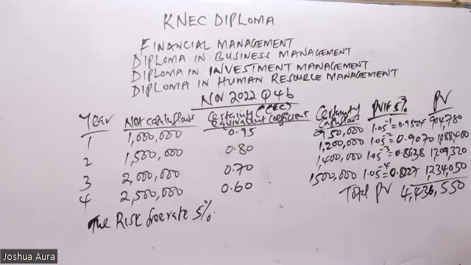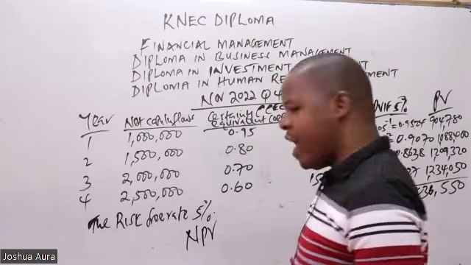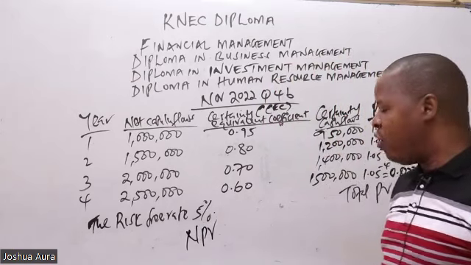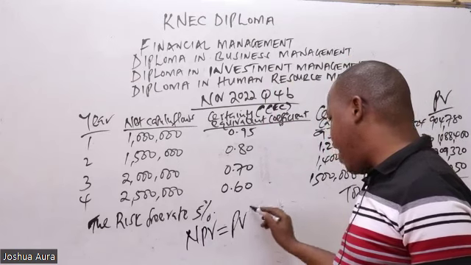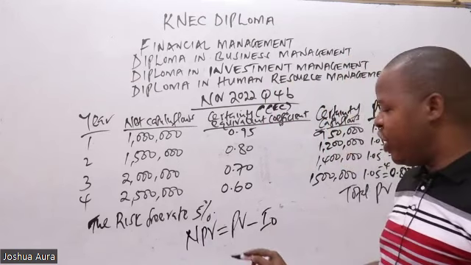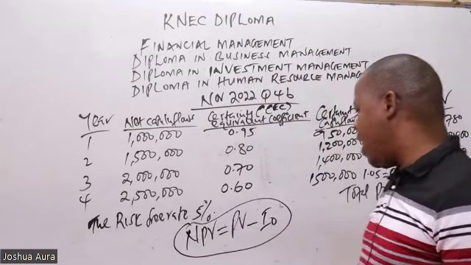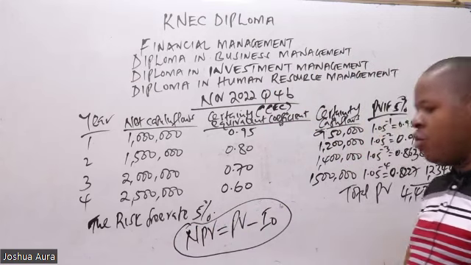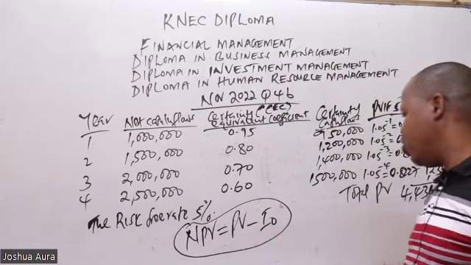4,436,550. So how do we get net present value? Net present value is given by present value minus initial outlay. You can highlight this important formula. Net present value is equal to present value minus initial outlay.